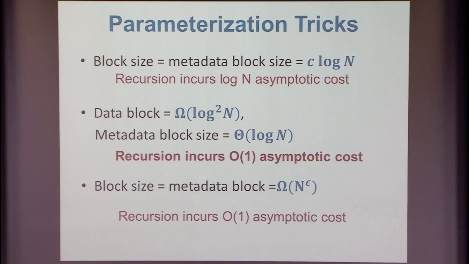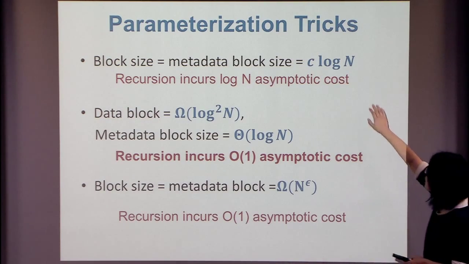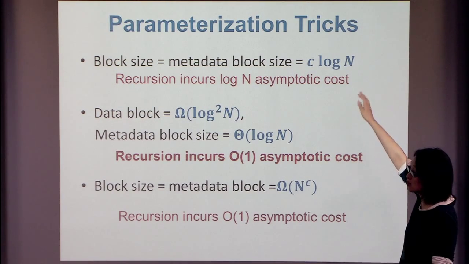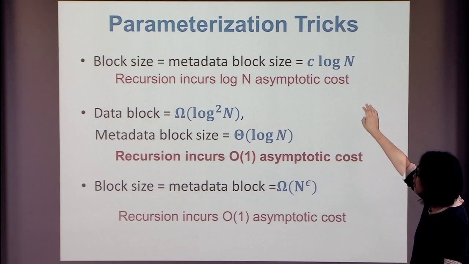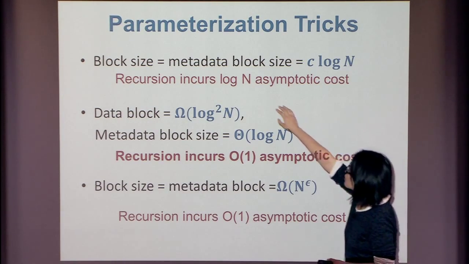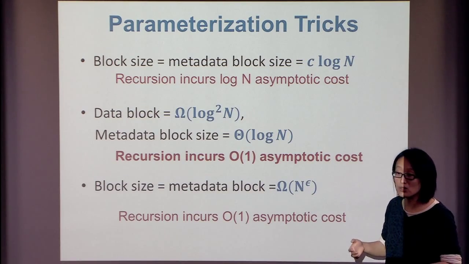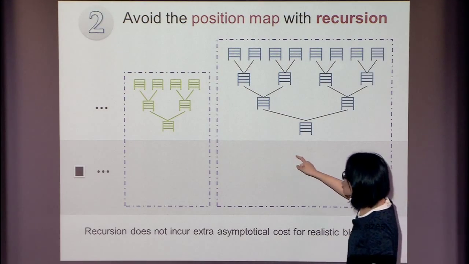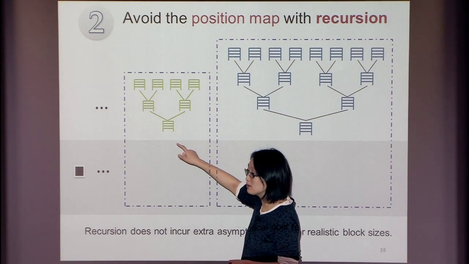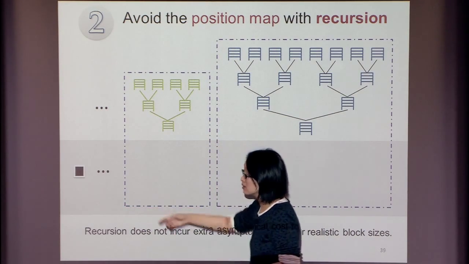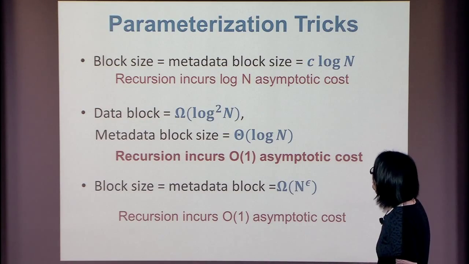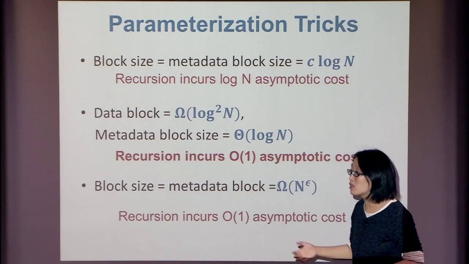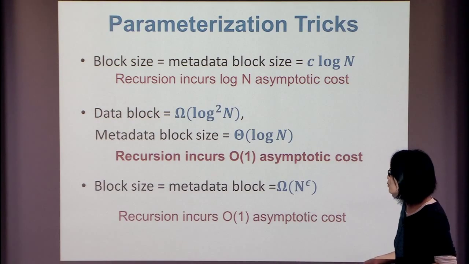Okay, so there are some tricks in parameterizing the recursion, and that's why these papers have this dependence on the block size. Suppose your block size is C log n, which is what all these ORAM papers assume, and then you will have log n depth of recursion. Essentially, at every level of recursion, you reduce the ORAM size by a constant factor, and after log n levels, you get a constant-size position map. So in this case, this recursion will incur an extra log n factor in the asymptotic bound.